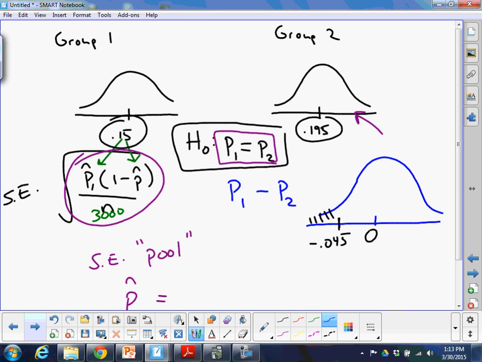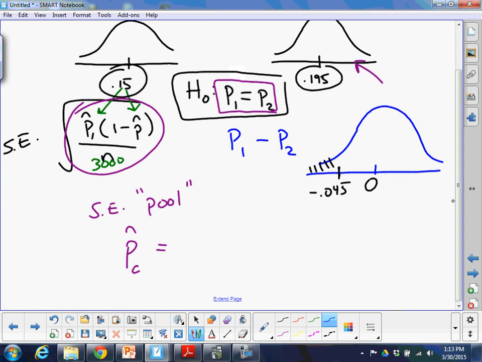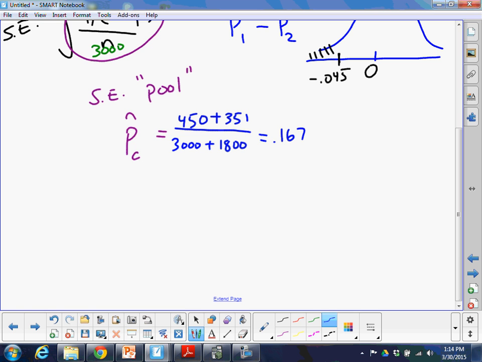So let's figure out what that is to get our p hat combined. It ends up being 450, the total number of successes, plus 351, out of 3,000 plus 1,800. If you do the quick calculation on that, you get around 0.167. So that's the combined sample value from both groups, combined or pooled. That's what we have to use to get the standard error for the differences here.